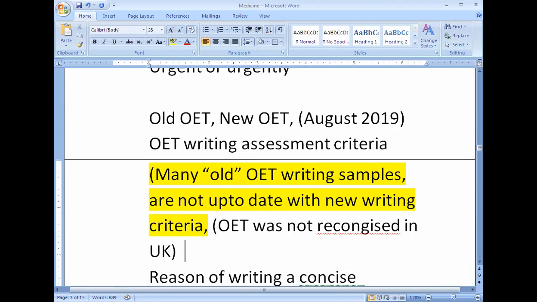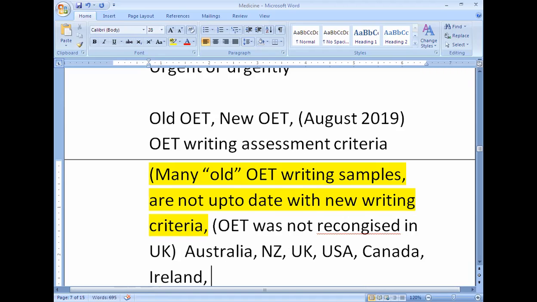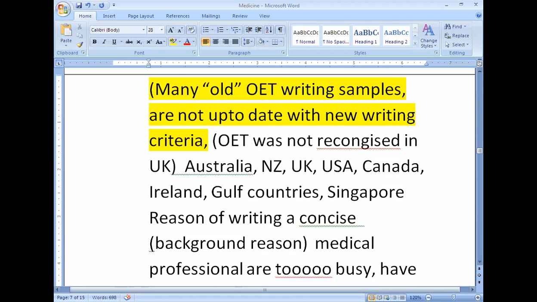OET is accepted in Australia, New Zealand, UK, USA, Canada, Ireland, and in Gulf countries like Dubai and other Arabic countries, and many other countries. Okay, Singapore I think also, and other countries. Any other important country you remember? Anybody?